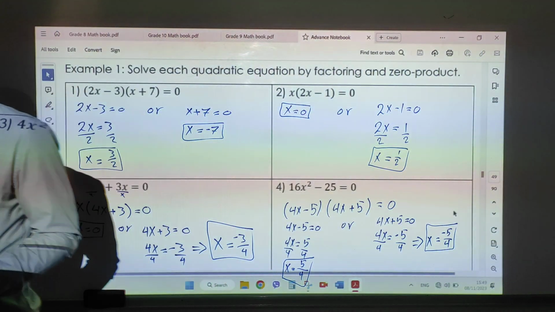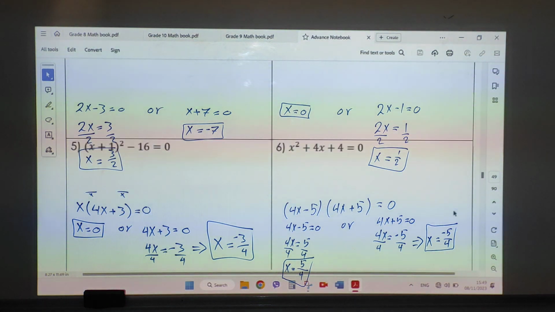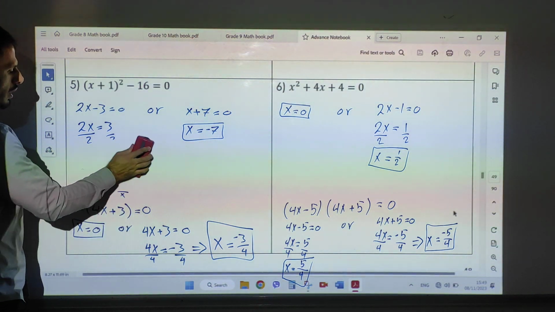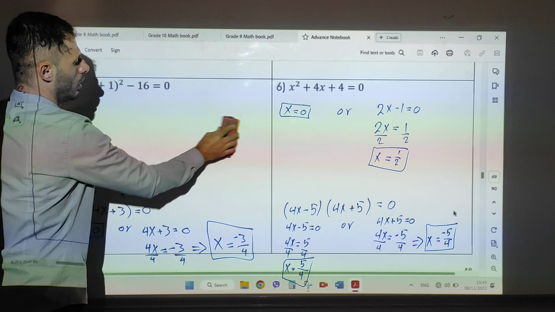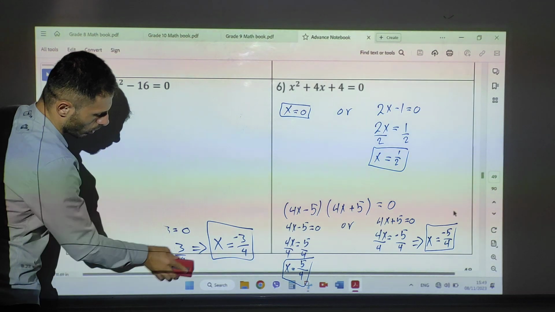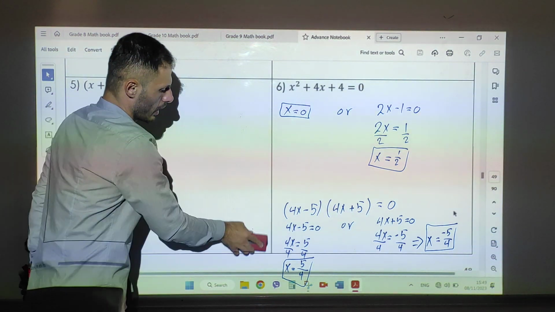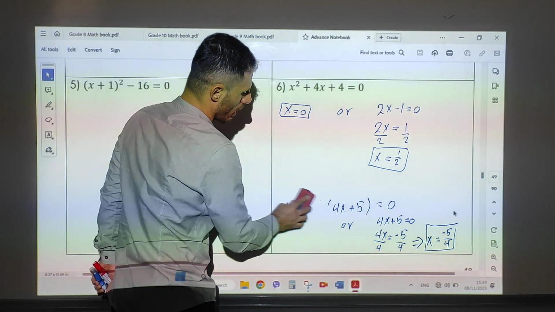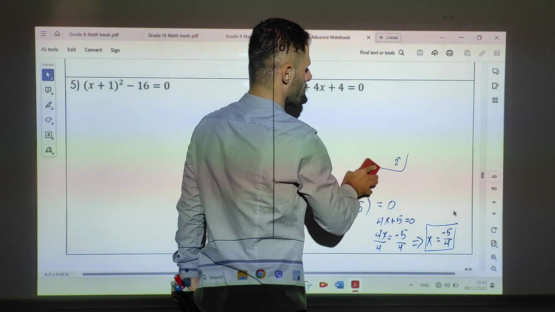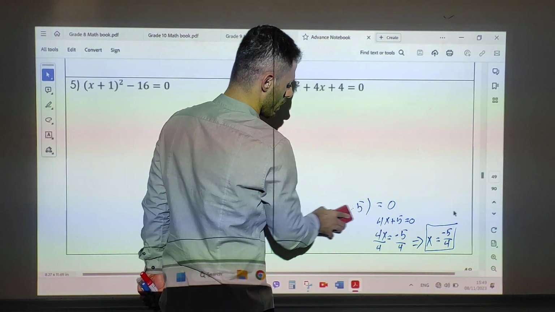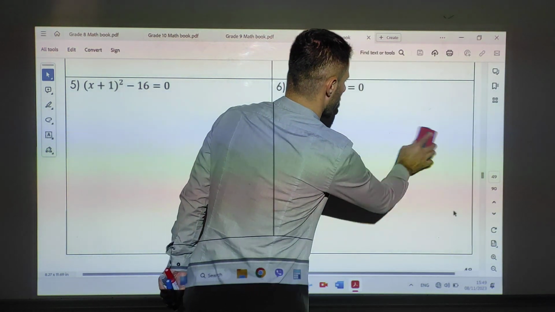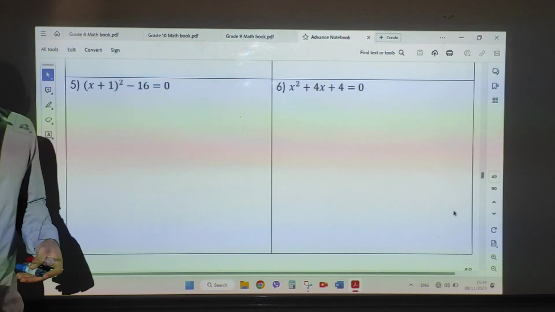For the next two questions, again these two, we are going to solve them, factor them, then we say this one equals 0 or the other one equals 0. Let's see how we do. But you must remember the types of factoring: how you can factor by GCF, by grouping, by perfect square trinomial, by difference of two squares, by which one of the ways that we studied. You must remember to know how you can factor, then how you can solve.